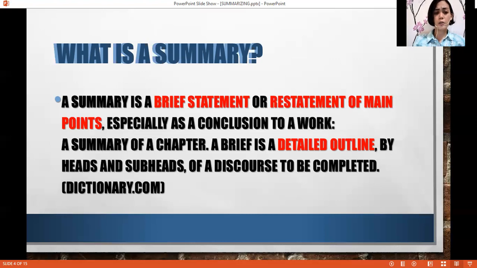And another one, a summary of a chapter. It is a brief, detailed outline, and it has the heads or the main points, subheads or the subpoints of a discourse to be completed. Okay, so that is according to dictionary.com. When you're making a detailed outline, it contains the main points and the subpoints. You don't really discuss it very thoroughly, just the main points and the subpoints. So that is what composes a summary.